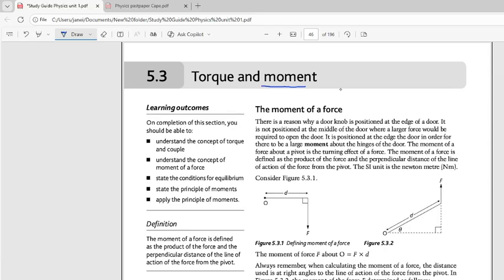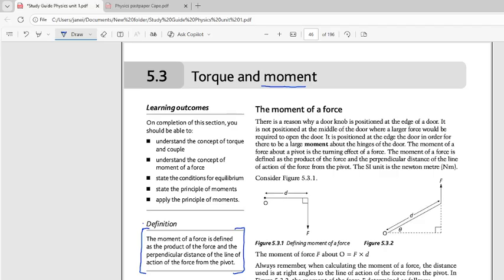Alright, so we know that moment, so we're looking at linear. The moment of a force is defined as the product of the force times the perpendicular distance. So normally we're going to say moment is equal to force times distance. And make a note of that. We're going to come across that a lot. And it's taken about a point.